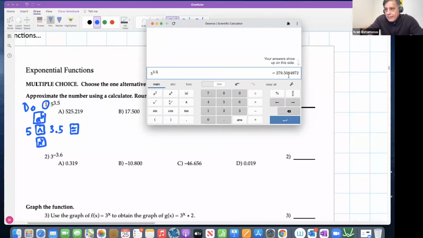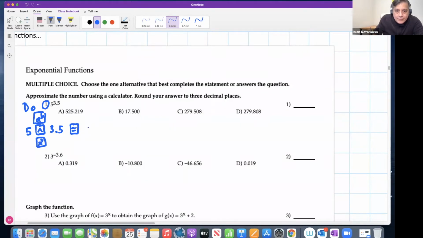279.51. Professor, how big the number became? Yeah, guys, I explained to you that exponential functions grow very rapidly. So it's not a surprise that the output values will be huge. All right, so this one rounded gives me 279.508, rounded to 3 decimal places.